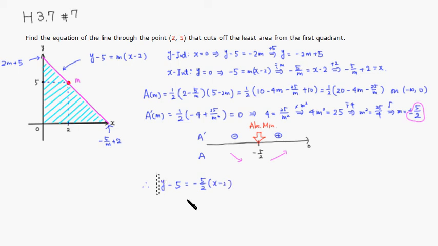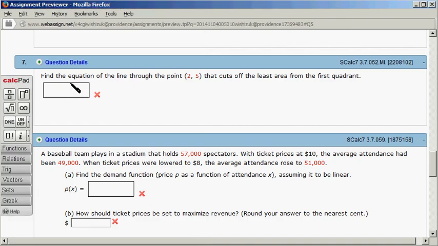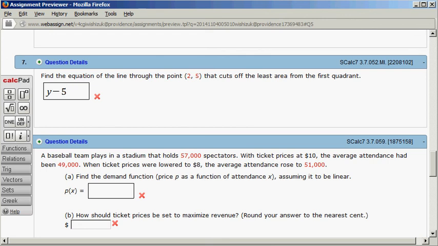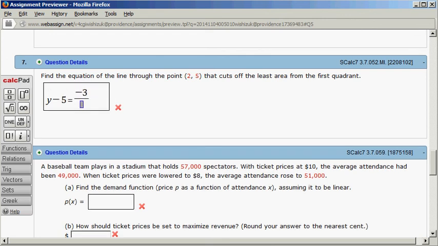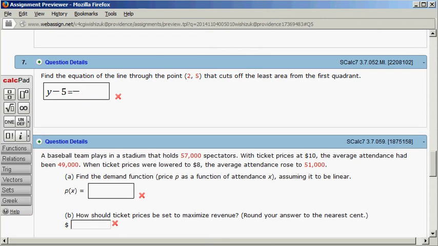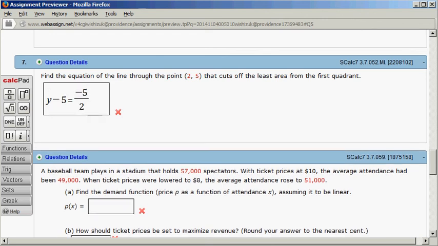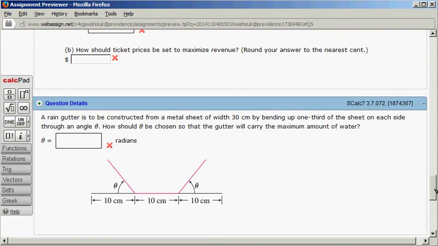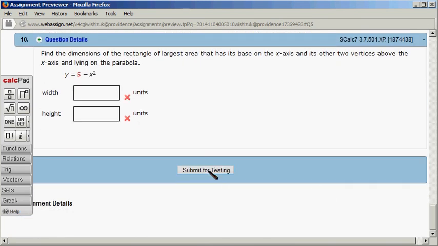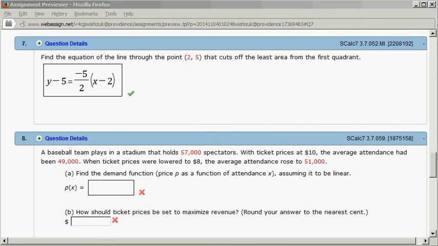So let's type this in. The equation is y minus 5 is equal to negative 5 over 2 times x minus 2. Let's double check: we scroll down and submit for testing. It came back and looks like we got this equation correctly. That's it. I hope that this was clear.